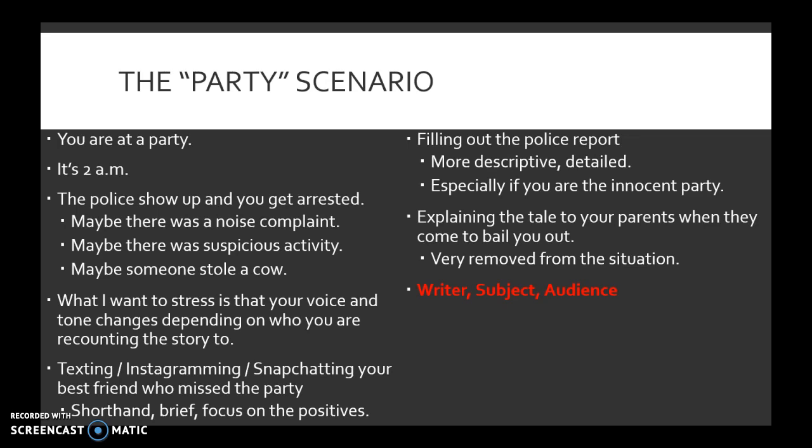Writer, that's you, the person telling the story. Subject, the party and what happened. And the audience, your friend, the police, and your parents. Who you're talking to sets the tone and the voice of your language.